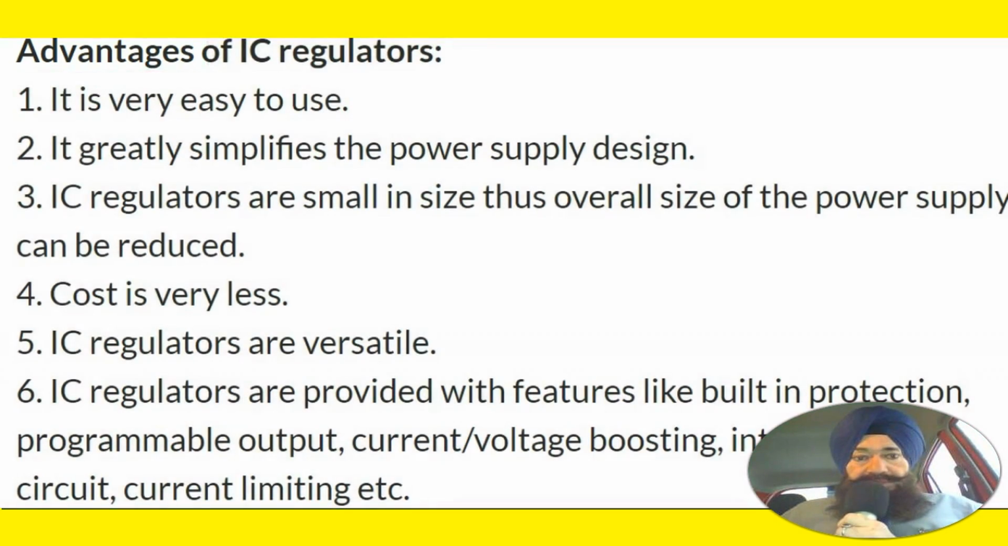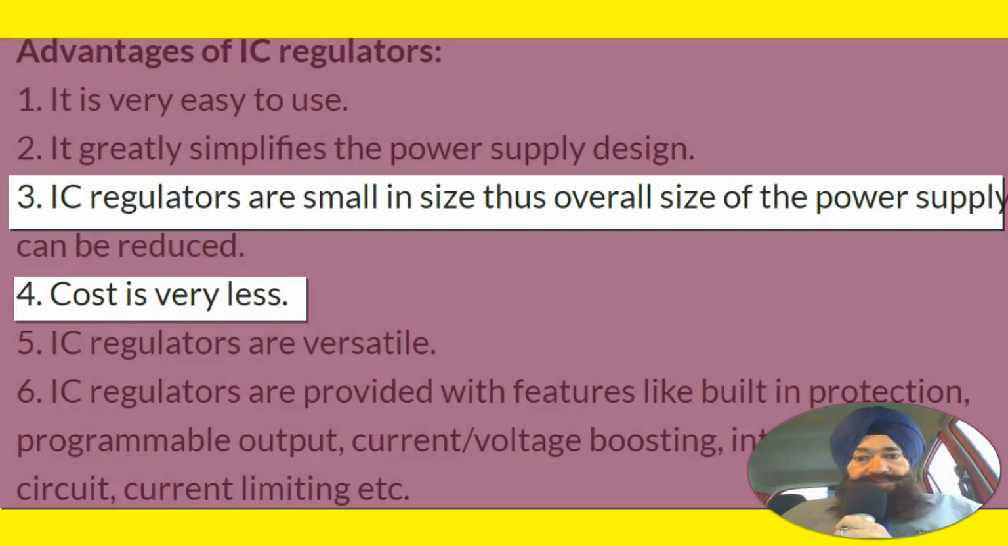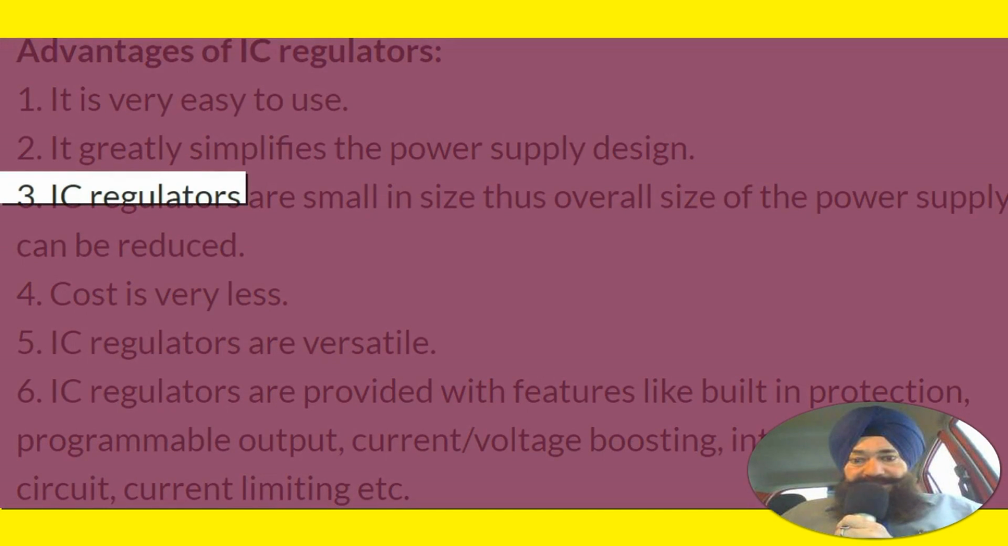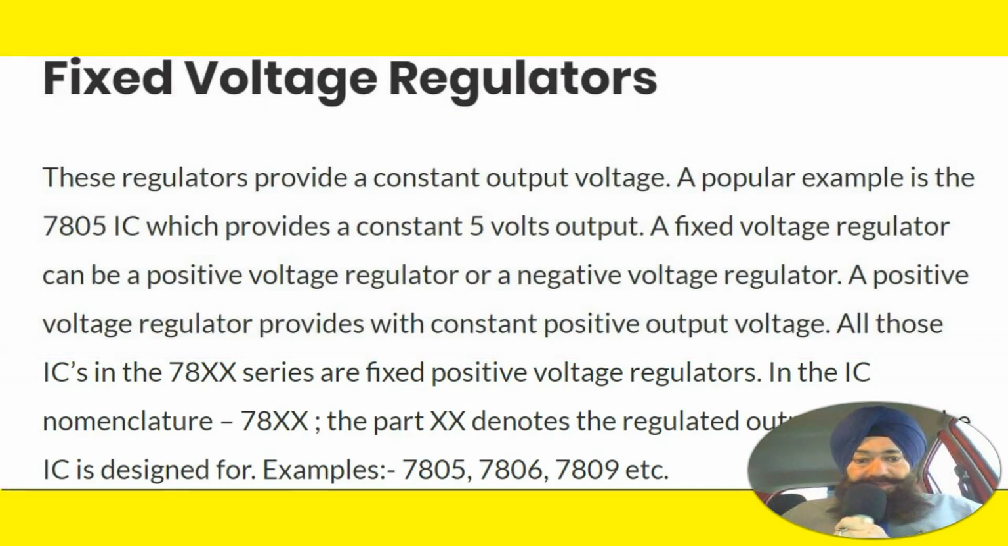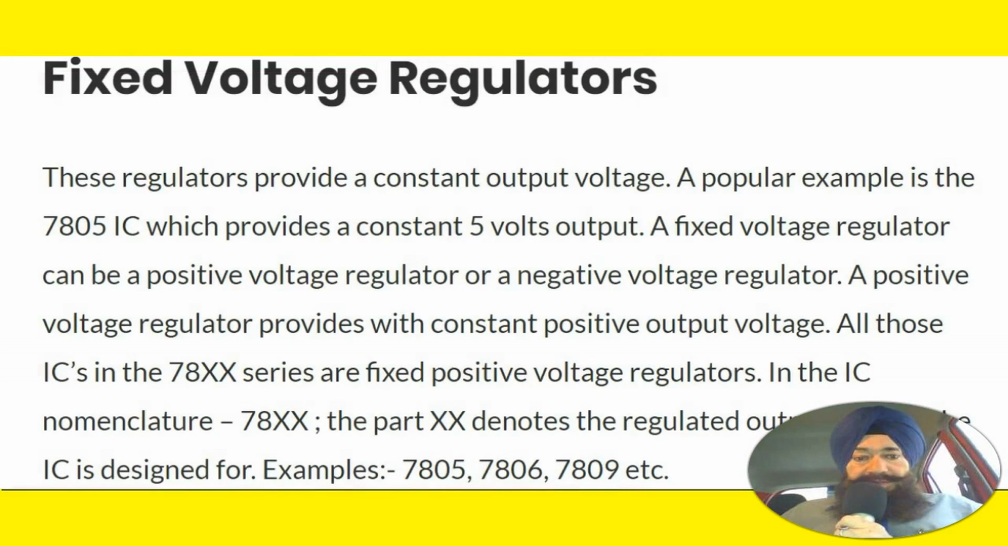There are many advantages of the IC regulators, like they are small in size, cost is very less, versatile, and so on. There are many advantages of IC regulators over the Zener regulator. Like the fixed voltage regulator, they provide a fixed output voltage, like 7805. It gives 5 volt output, and it is in the 78 series. It provides us the positive voltage.